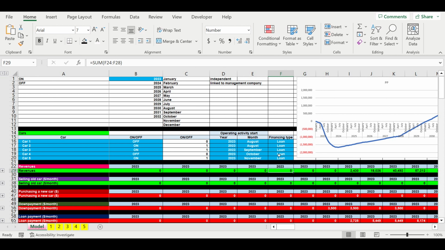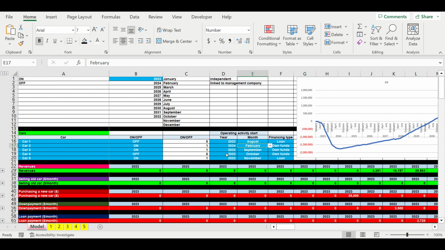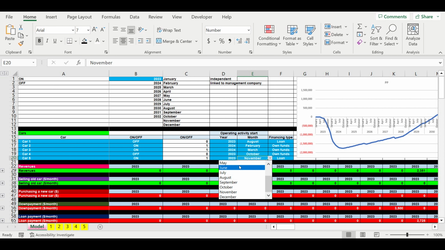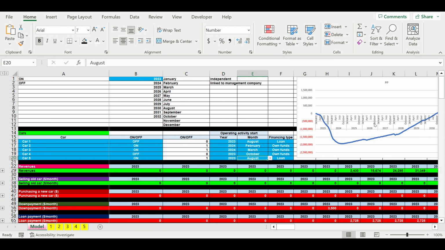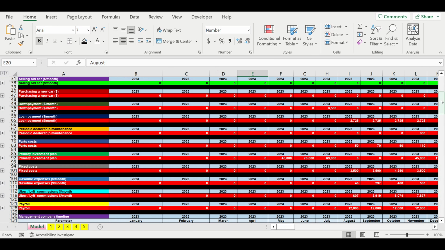We can, for example, displace our project to September, October. We can set up a new car in February 2024, and the next car in March 2024. This will be August 2023. So we can quickly create numerous scenarios and see how much financing we will need in this or that case.